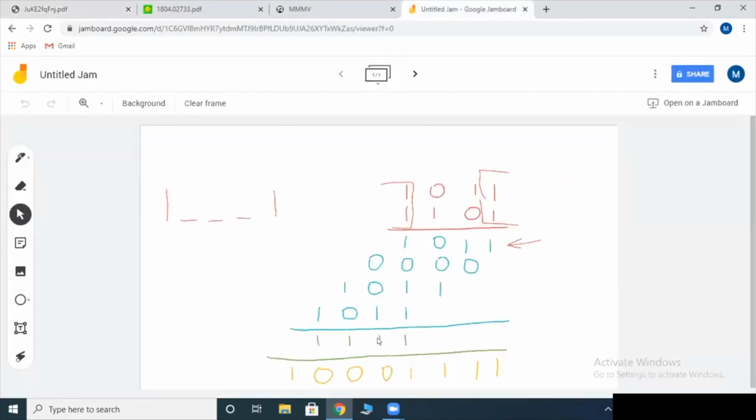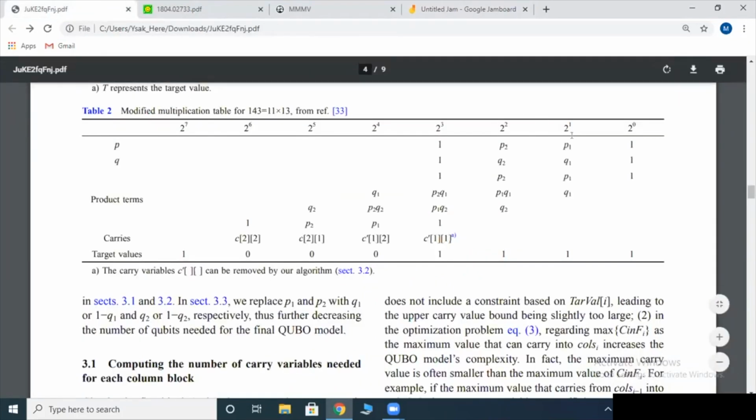So this is one column. This will be column 1's second bit and this will be column 1's first bit. So that is how they go. And this will be column 0. This is column 1. This is column 2.